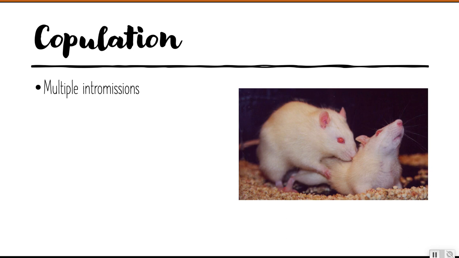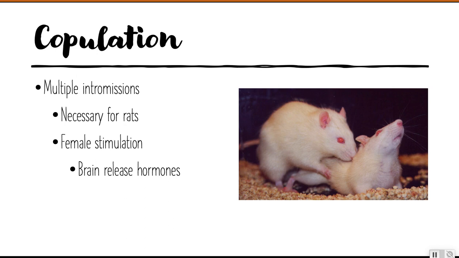Multiple intromissions are very necessary for rats. They have to do it in this way, and a lot of it is because the stimulation of the female's genitals causes the brain to release hormones. These hormones that are being released in the female are going to help support pregnancy. So we have to have these multiple intromissions in order to stimulate the female so that she can release these hormones to support pregnancy and to have successful offspring.